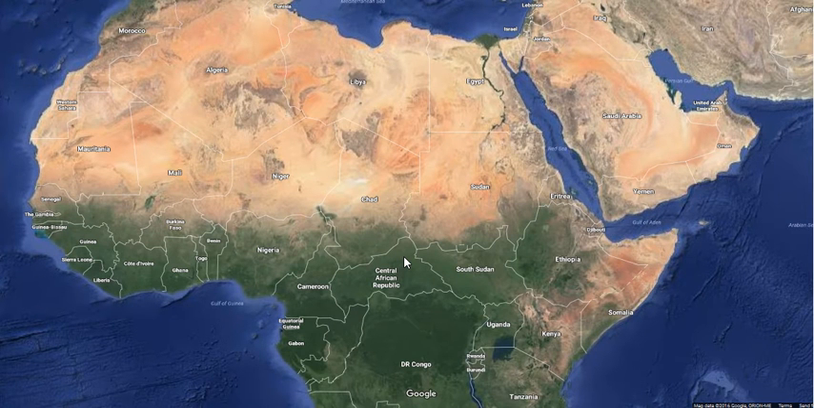So you have countries like Sudan, Chad, Niger, Mali, in which the line goes right through them. And so this is kind of complicated because part of their country, you could say, is part of sub-Saharan Africa. The other part is part of North Africa.